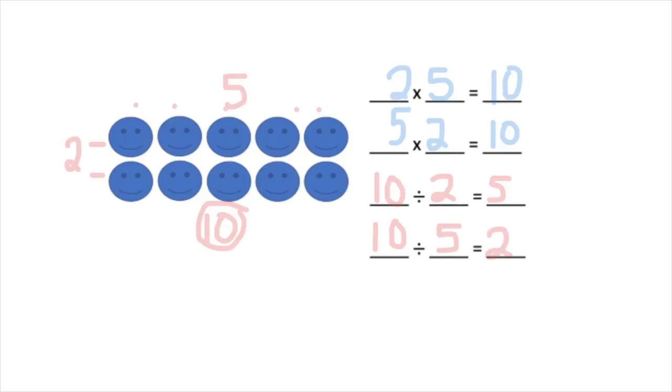So we have 2 times 5 is 10, 5 times 2 is 10 as your 2 multiplication facts, and 10 divided by 2 is 5, 10 divided by 5 is 2 for your 2 division facts, your fact family.